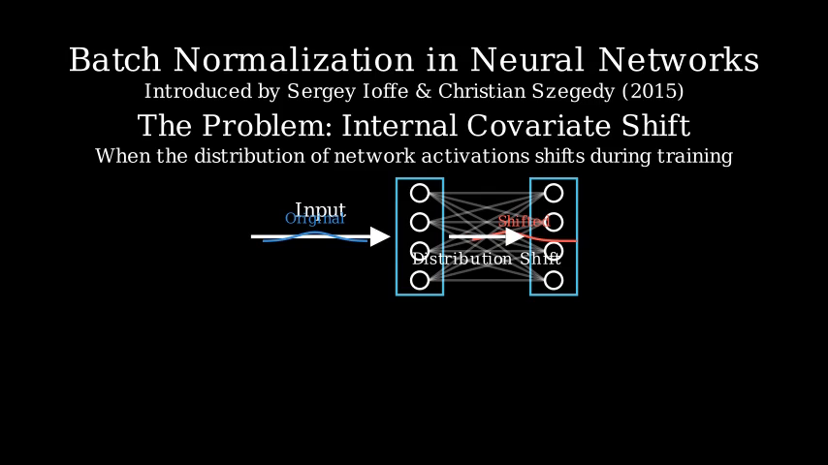After normalization, batch norm applies a scale and shift operation using two learnable parameters, gamma and beta. Y equals gamma times x normalized plus beta. This allows the network to learn the optimal distribution for each layer.